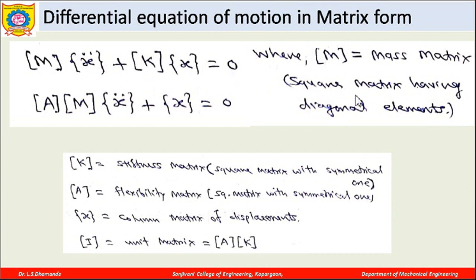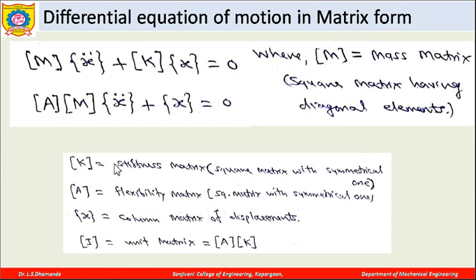Generally this mass matrix is a square matrix having diagonal elements, and this equation can also be expressed in terms of the flexibility matrix. So it will be A M x double dot plus x, where this A matrix is nothing but the inverse of K. Here K is a stiffness matrix, which is generally a square matrix with symmetrical elements, and A is a flexibility matrix, also a square matrix with symmetrical elements. X is a column vector of displacement, and I is called a unit matrix.